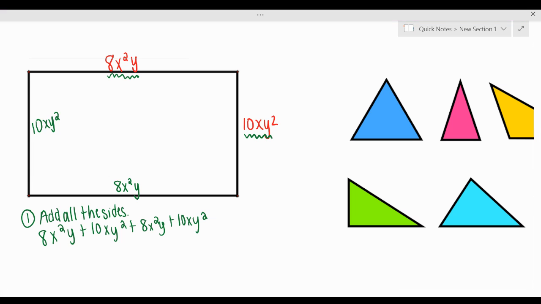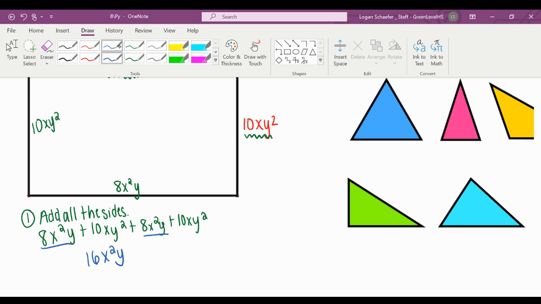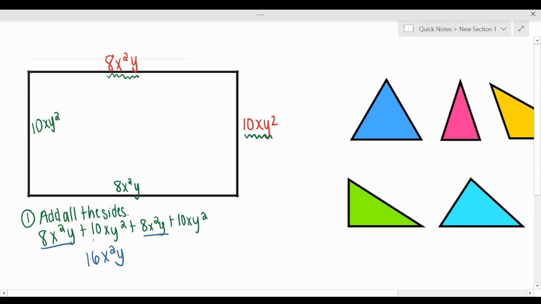And then we would add like terms. So the first like term would be this piece and this piece. And since they have the same x squared y's with their variable, we would just add the two numbers. So 8 and 8 gives me 16x squared y. And then likewise, we would do a similar thing with the other two pieces, 10xy squared, 10xy squared, which would give me plus 20xy squared.